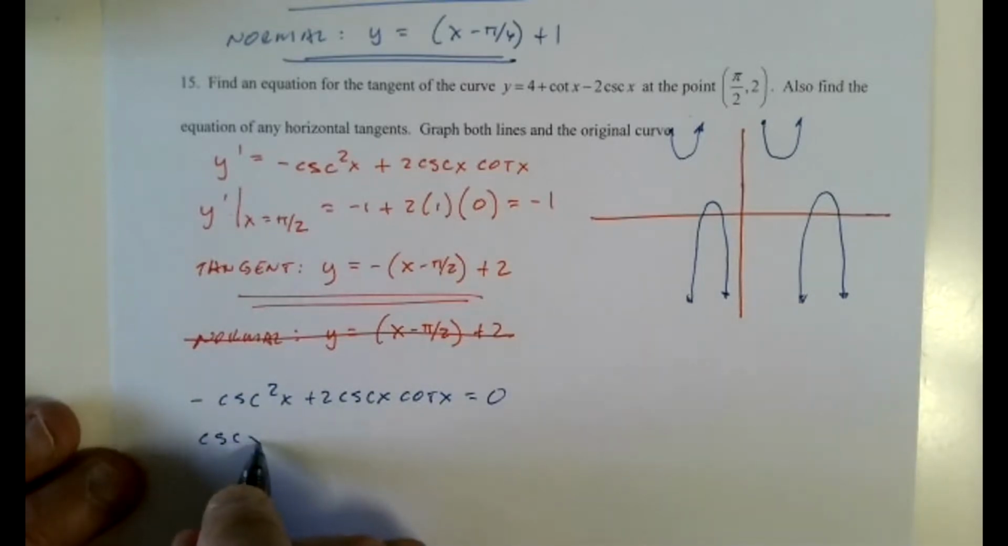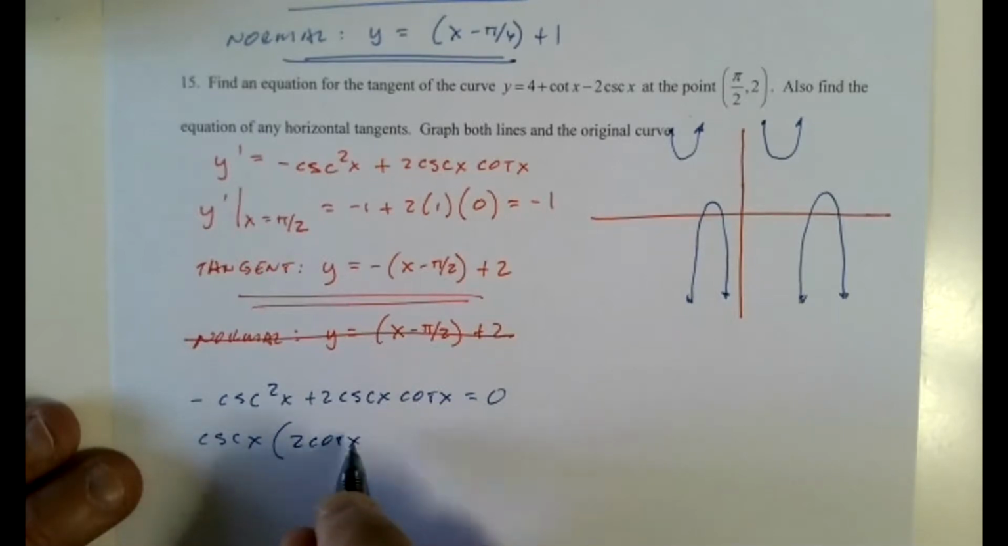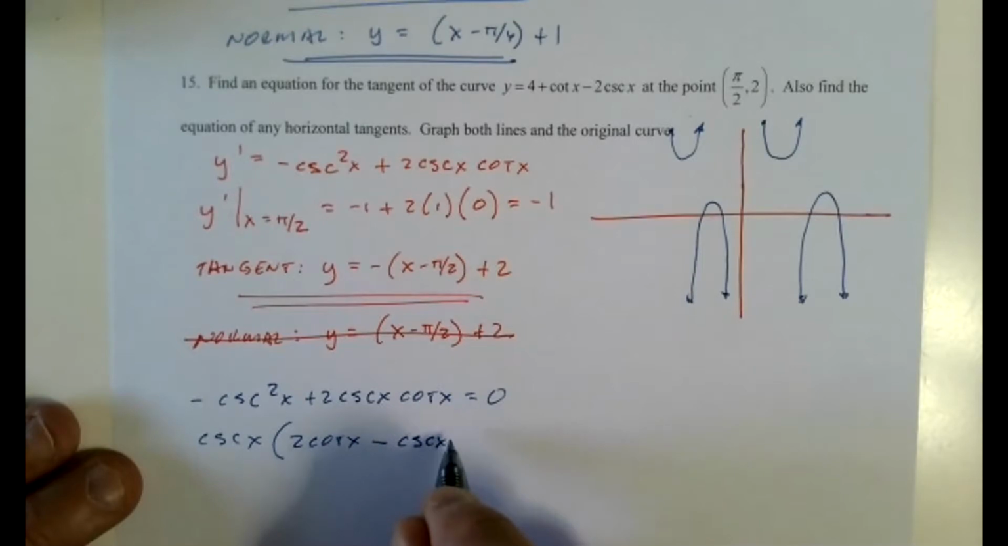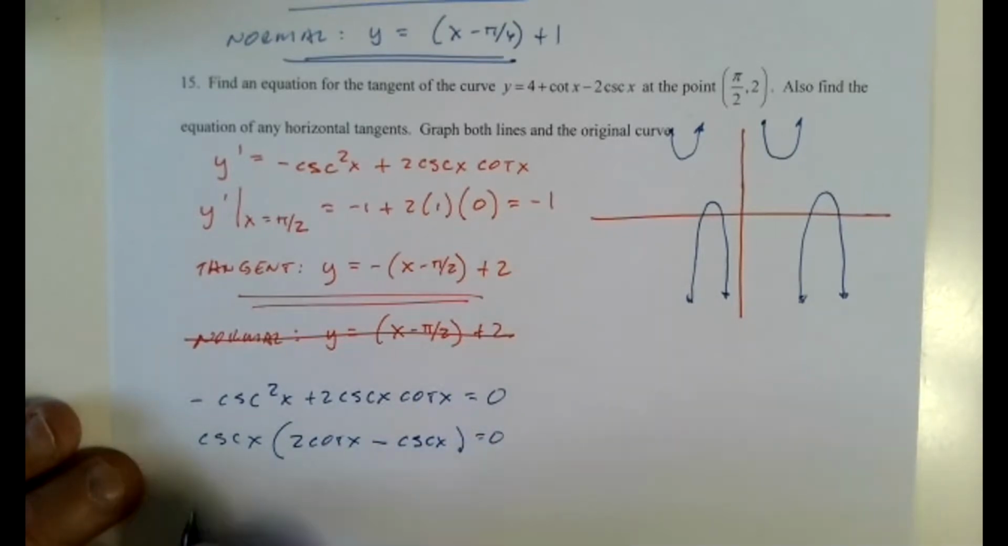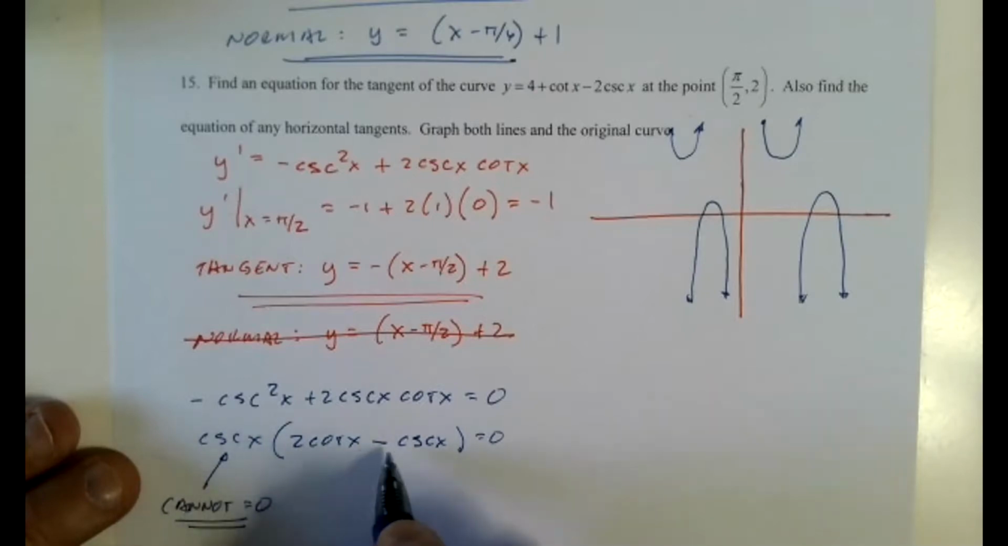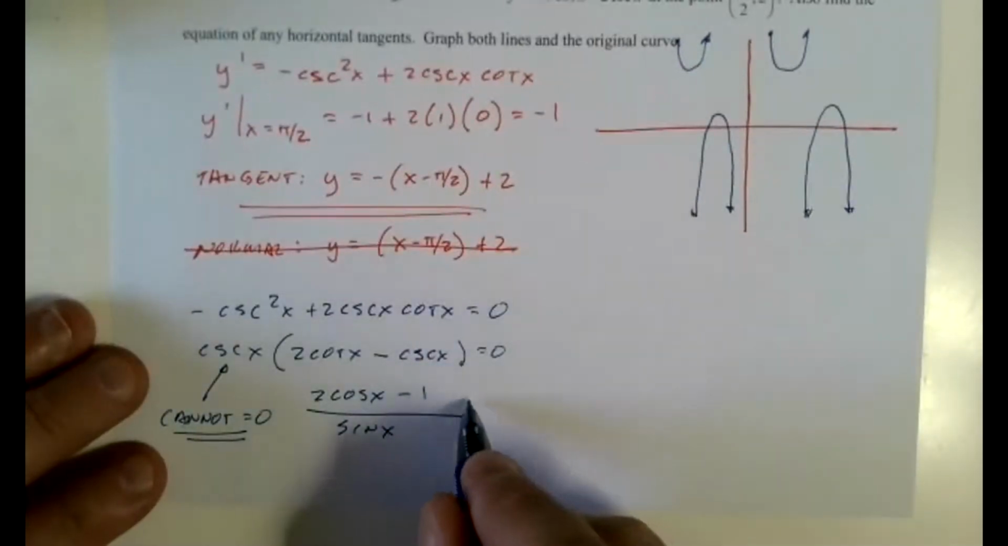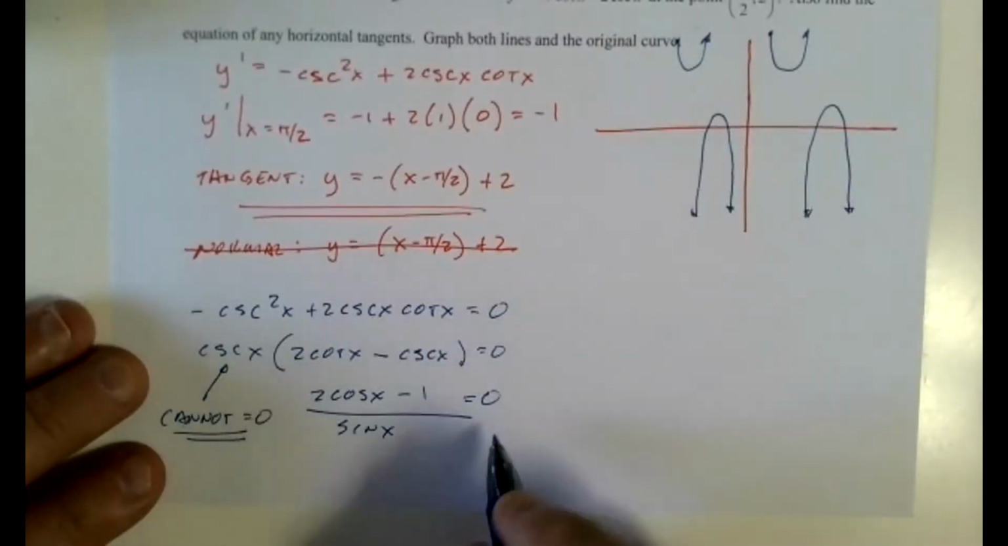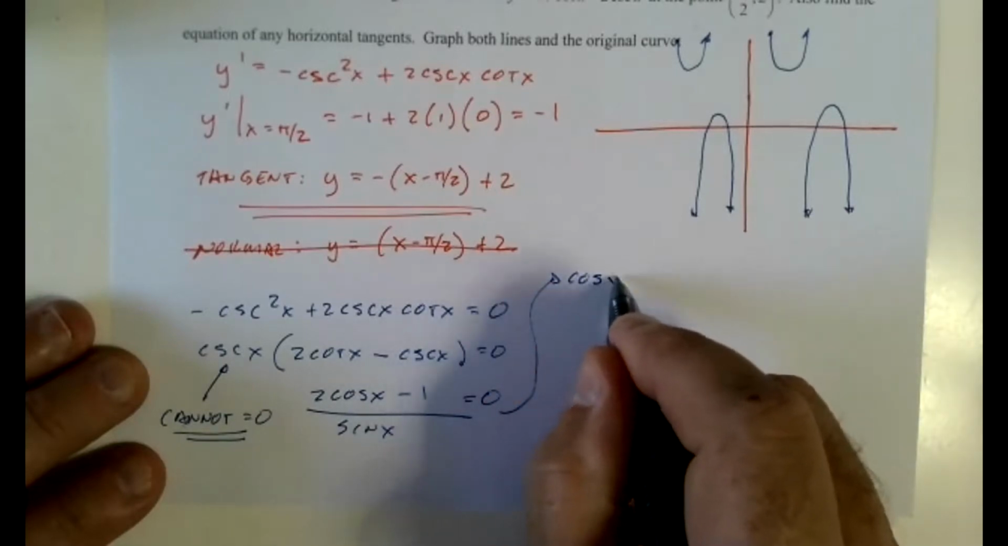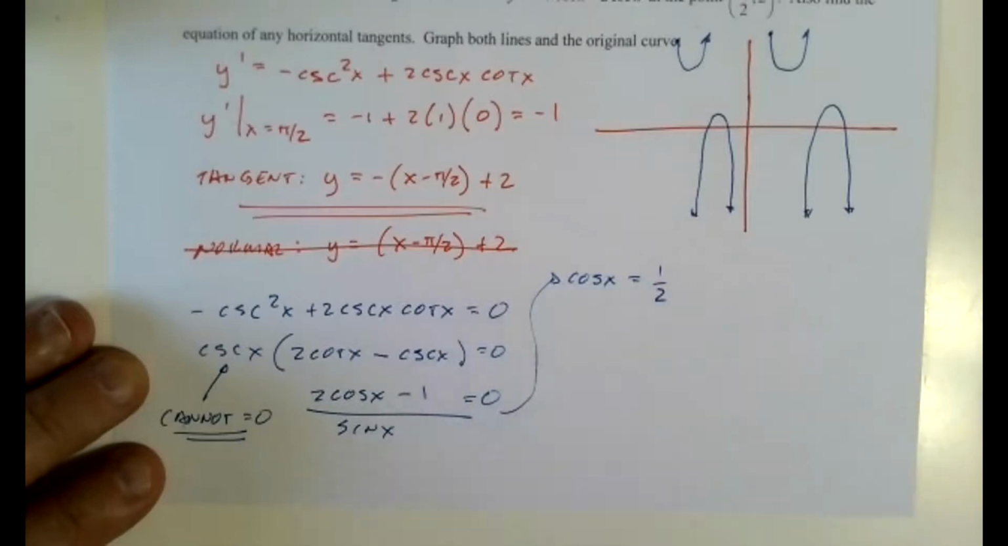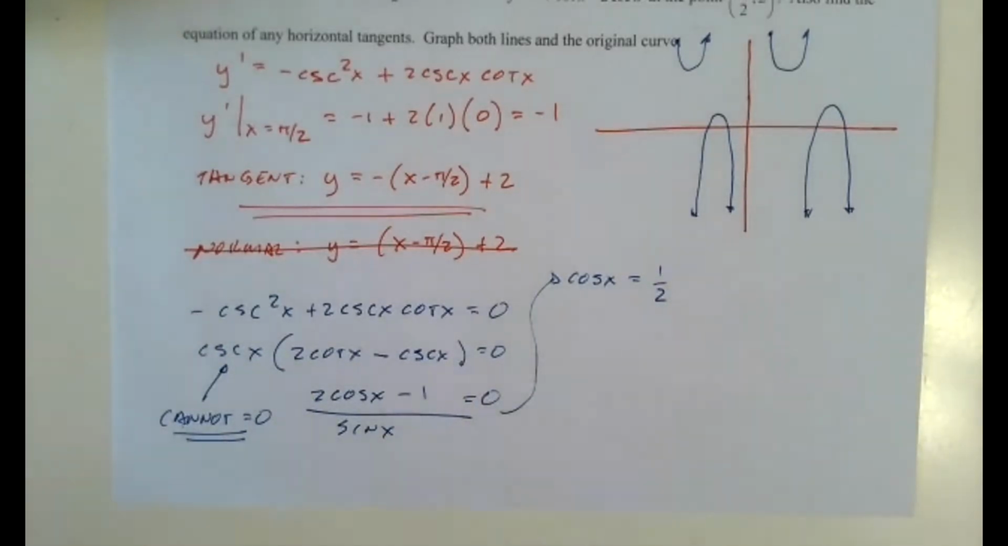Factor out a cosecant. Two cotangent of x minus cosecant x equals zero. Cosecant is 1 over sine, cannot equal zero, so we can toss it out. And here we have 2 cosine over sine minus 1 over sine, so 2 cosine of x minus 1 over sine of x equals zero. So cosine of x equals 1/2. It's not an arc sine problem, arc cosine problem.